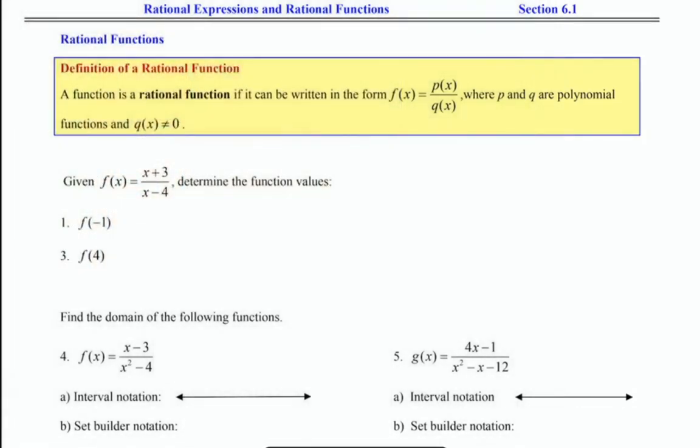functions. A rational function is one where the numerator and denominator are each composed of their own polynomial function.